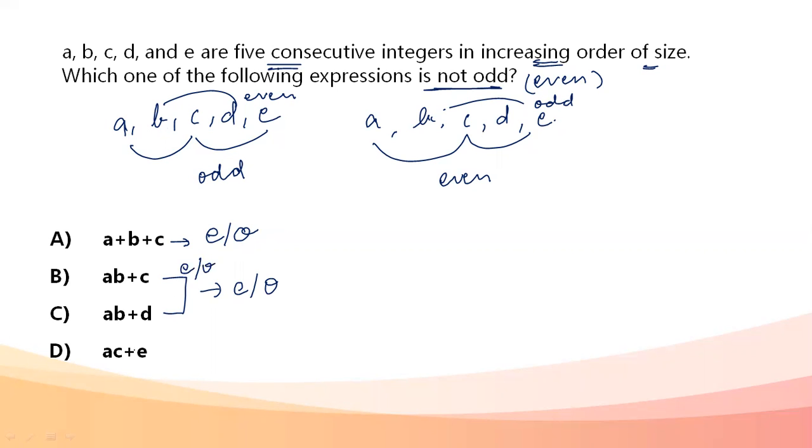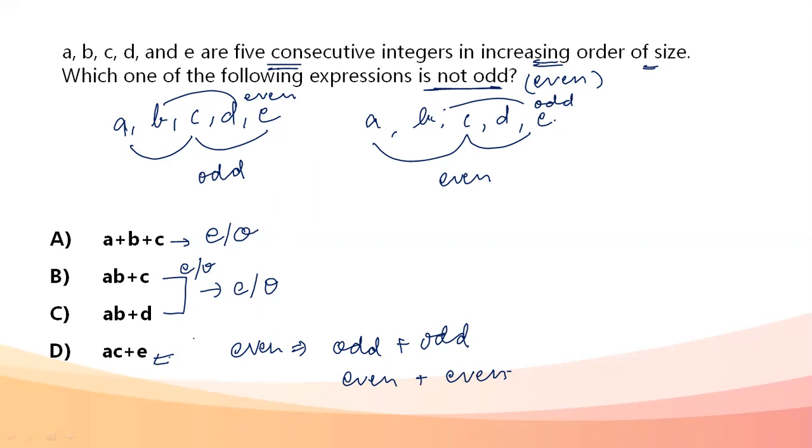But if I talk about option D, let's look at the answer given there: A into C plus E. The condition for getting an even is that either both of them are odd, that is odd plus odd, or even plus even. If I look at A into C plus E, A into C is odd, and E is also odd. So odd plus odd would give me even in the first case.